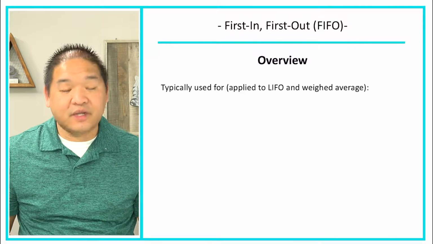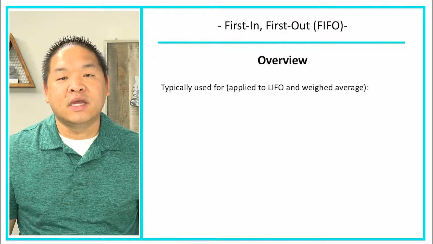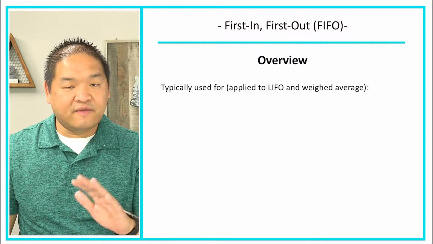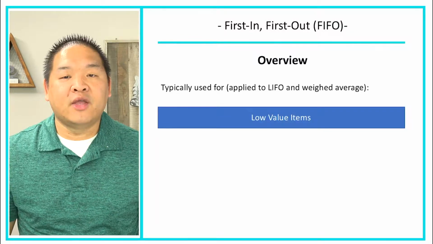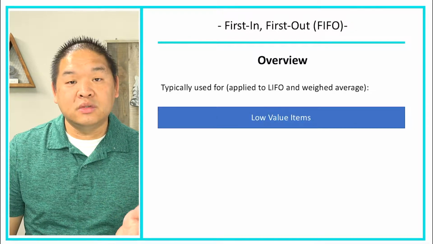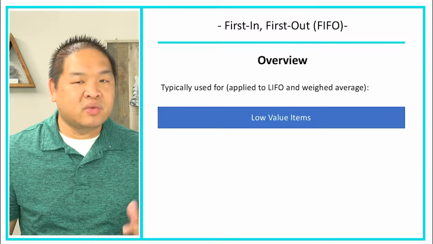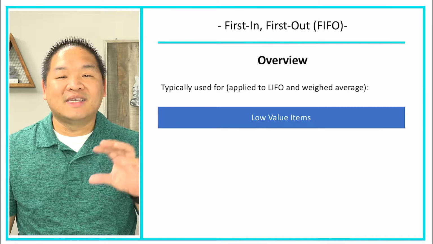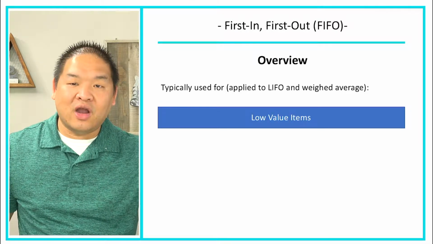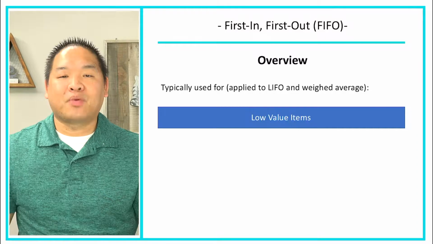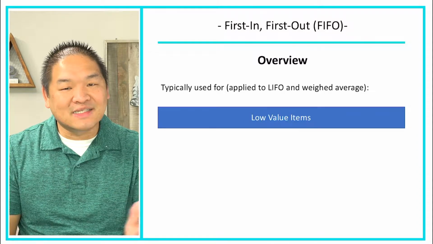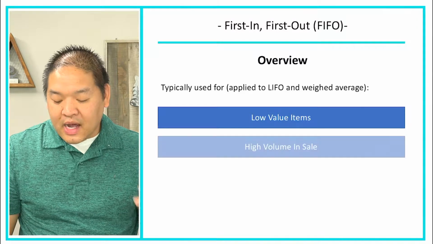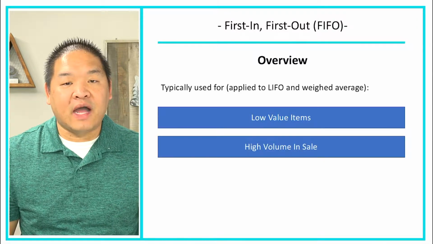Now, to give you a little bit of understanding of when we would use this, we would use this FIFO, and we also do this for LIFO and weighted average, when we have low value items. So, a grocery store would use something like this. Many retail stores would use something like this because it's low value items considering the big picture. A car, high value, a printer, yes, it's expensive, but in the grand scheme of things, it's really a low value item. High volume in sales, typically we have a high volume in sales.